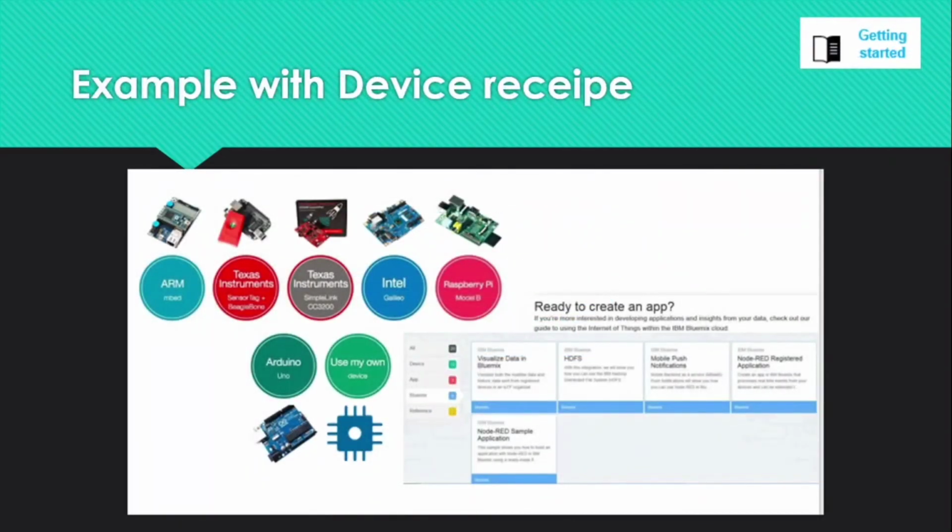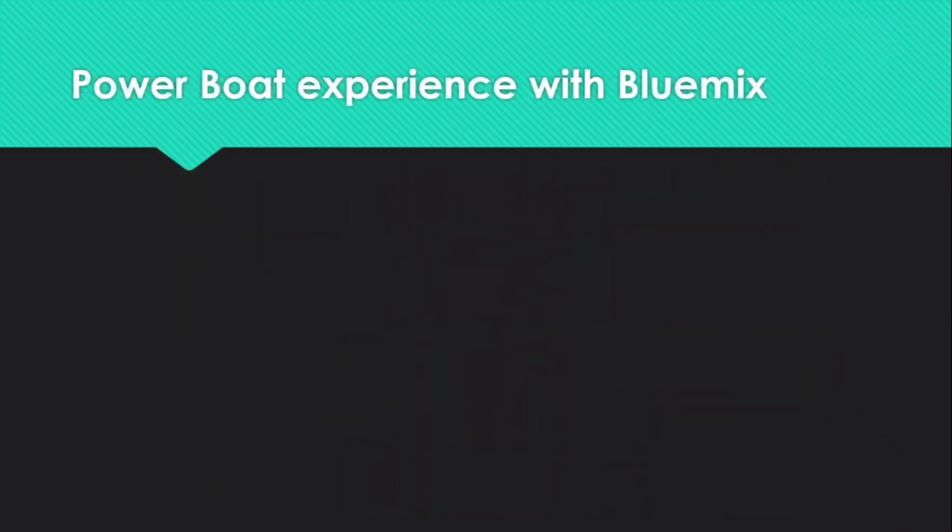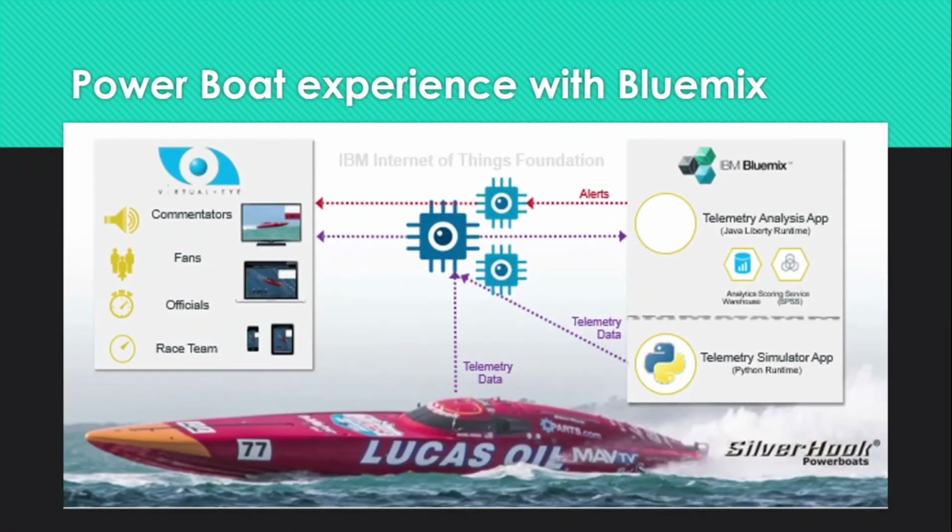And then the final step is to get started. Get started is the accumulation of all these steps, which will show your results in the output format. A fully packed IoT example is the PowerBoard experience with Bluemix, where the board consists of commentators, planners, officials, and race teams, which are connected to IoT devices to get alerts and telemetry data, and then implement this in a Python runtime simulator called the Telemetry Simulator app to get a better experience of the PowerBoard.